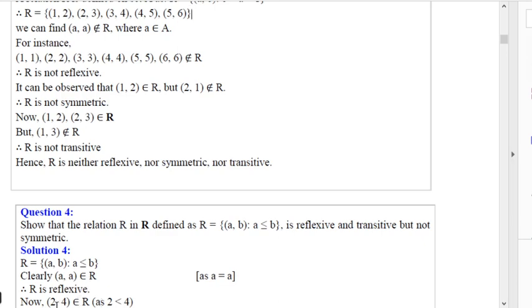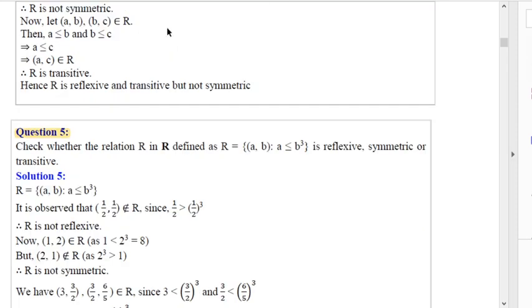Now next, if 2 comma 4 belongs here, it means 2 is less than or equal to 4, but if you change its position, meaning 4 comma 2 as you write, then you will not get it. Means the condition is not satisfied, hence R is not symmetric. Next, if A comma B, B comma C, it means A less than B and B less than C. It means A is also less than C. So hence A comma C belongs. Hence R is transitive here. It means R is reflexive here, transitive, but not symmetric.